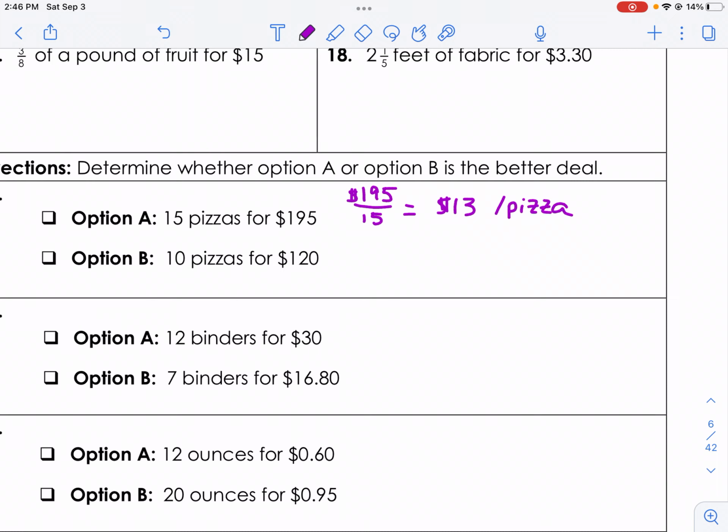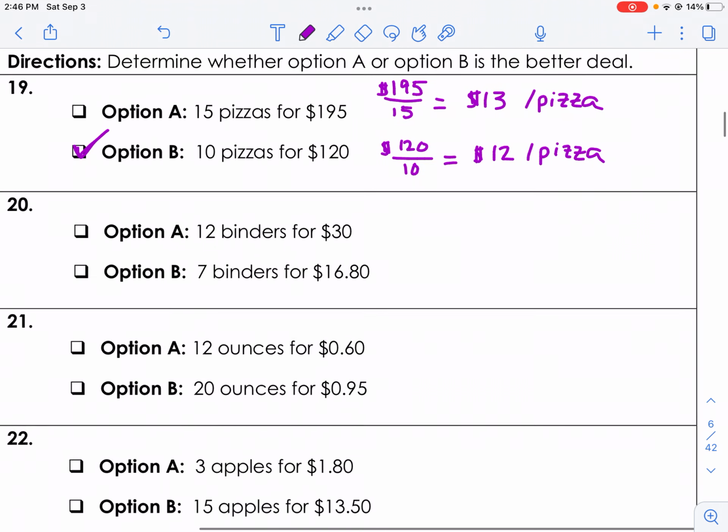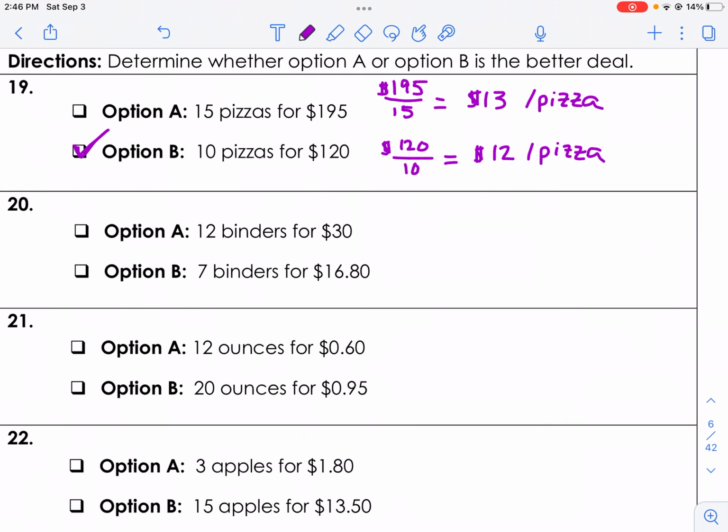Let's find out if the other option is better. Let's look at $120 divided by 10. This one's easy to divide because you can just cancel. This is going to be $12 per pizza. Now we're ignoring pizza quality here and your favorite pizza preferences, but if you're going strictly for cheapest pizzas, option B is the winner because it is less per pizza. Same for all of these. Take the price, divide by how many you get. That's your unit cost. And then you can compare for each one.